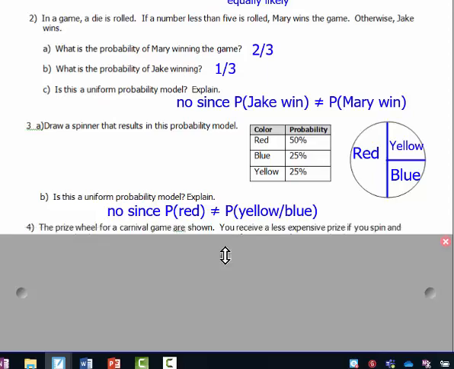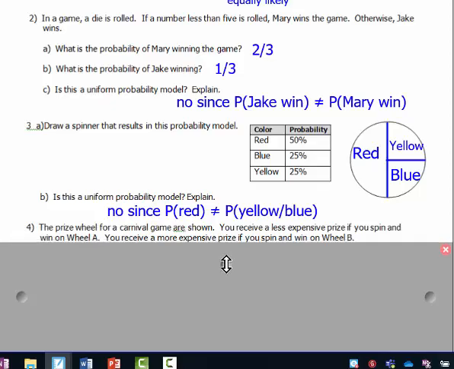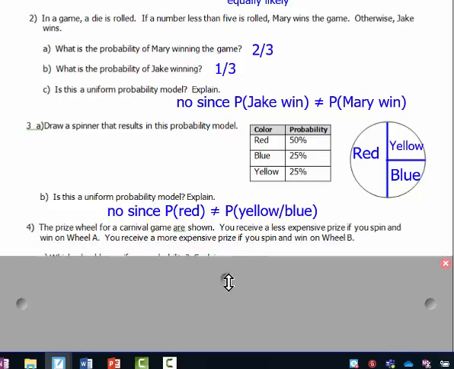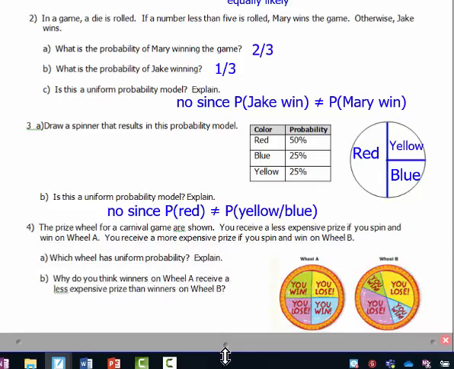And the prize wheel for a carnival game is shown. You receive a less expensive prize if you spin a win on wheel A, more expensive for a win on wheel B. But it's a little harder to win on wheel B because the area there is smaller than lose. Which wheel is uniform? It would be wheel A. And why do you think the winners on wheel A receive less expensive prizes? Because they are more likely to win.